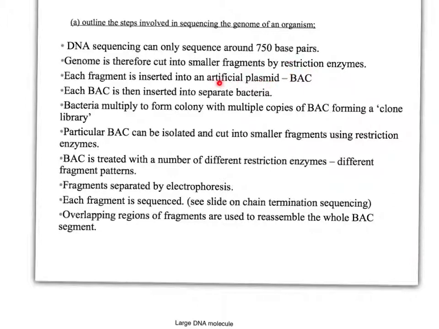Okay, so we make recombinant plasmids which have got individual fragments of different sizes put into each different BAC. We then insert those BACs into bacteria, transform the bacteria with our engineered BAC in it. Then we allow the bacteria to multiply, to form colonies of bacteria, each of which will have a copy of our BAC with our particular fragment of DNA in it. And this creates what we call a clone library. So lots and lots of different colonies of bacteria, each colony with its particular fragment of DNA in it.